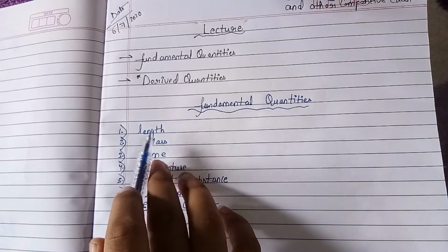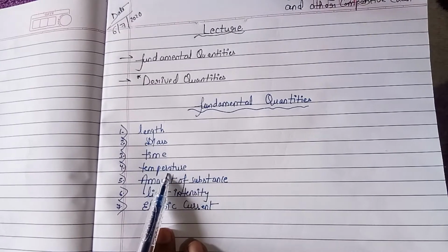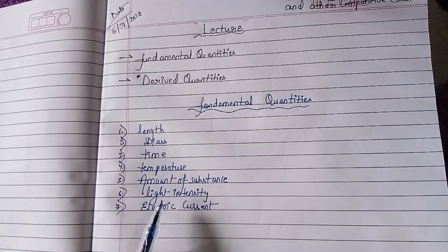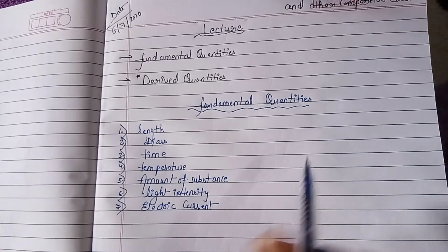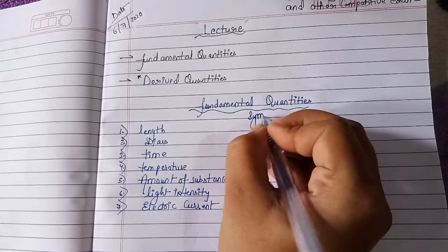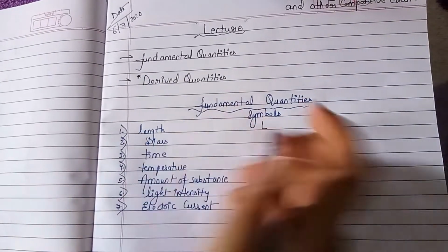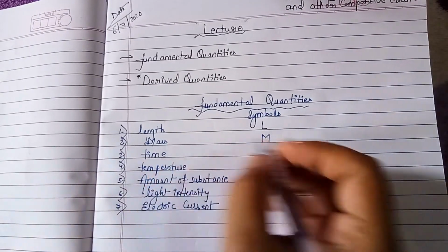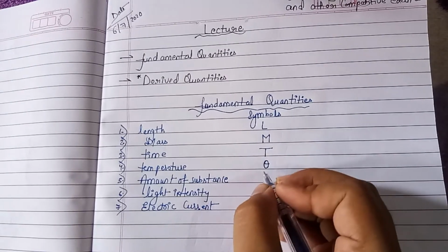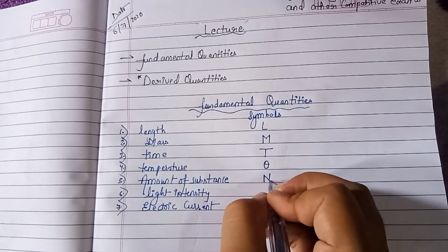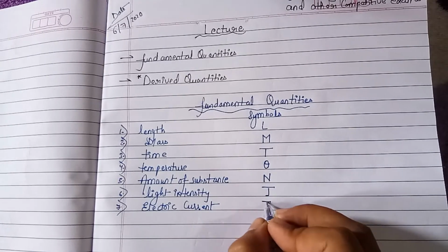There are 7 fundamental quantities. The first is length, second is mass, third is time, fourth is temperature, fifth is amount of substance, sixth is light intensity, and seventh is electric current. One by one we will see their symbols. Length is denoted by L, mass by M, and time by capital T. Similarly, temperature is denoted by theta, amount of substance by N, light intensity by J, and electric current by I.